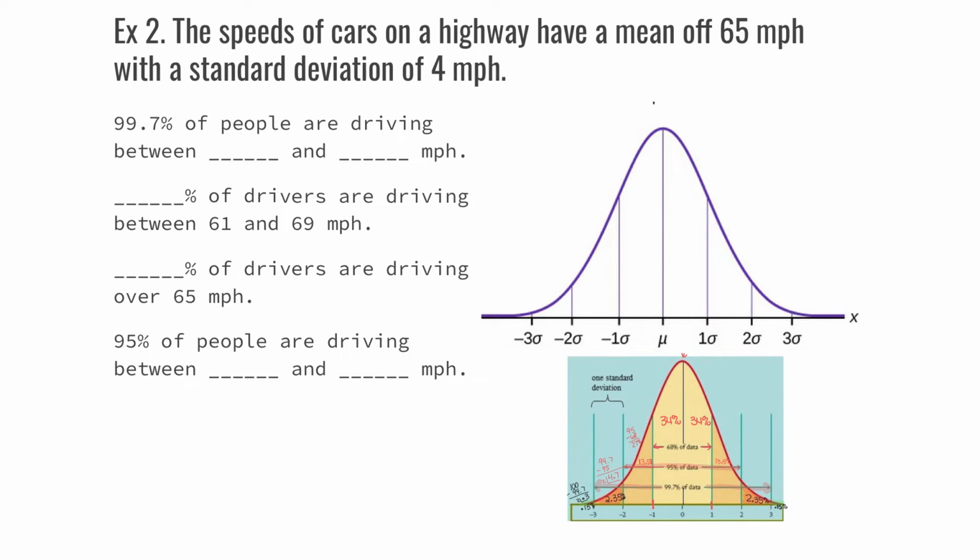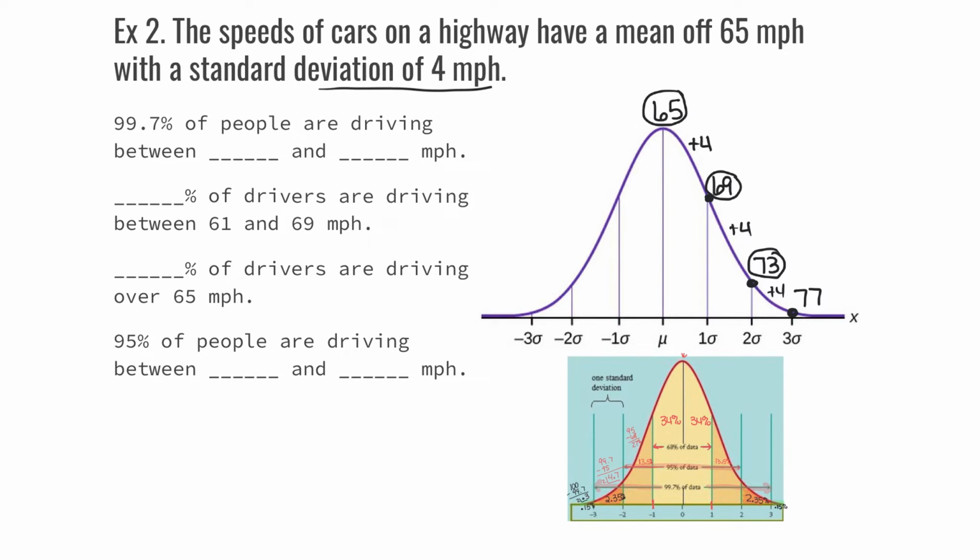The mean is 65, so that goes right here. Now let's fill in, we've got a standard deviation of 4 miles per hour. That means to get to my next standard deviation, I'm going to have to add 4. So right here, this is going to be 69. So I'm going to circle these numbers so that we can see what they are. Then I would add 4 again to get to the second standard deviation, and so that's going to be 73 miles per hour. Then I would add 4 again and get 77 miles per hour at the 3 standard deviation mark.